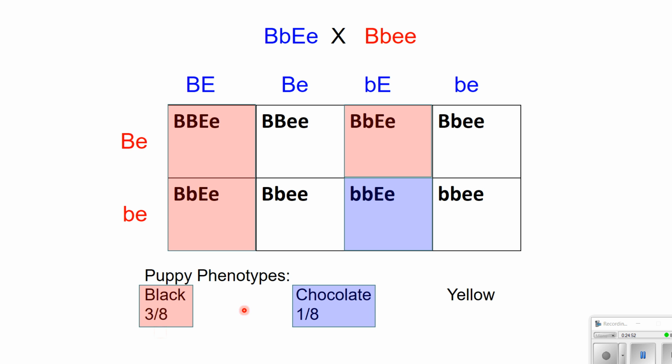And then I identified only one that would be chocolate. Remember, it's got to be little b to have the brown fur, but it also has to have at least one big E, and there was only one like that. And then the other half of the litter I would expect to be yellow labs. So we should have quite a few yellow pups in this particular litter, approximately half. All right, so that is epistasis.